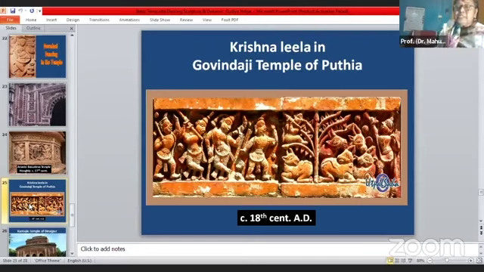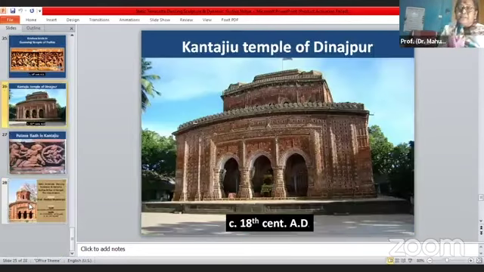Krishna Lila and Govindaji temple of Putia, Bangladesh. And this is Kantoji Mandir of 18th century from Dinajpur of Bangladesh. It had 9 Navaratna temple, but somehow it's destroyed.